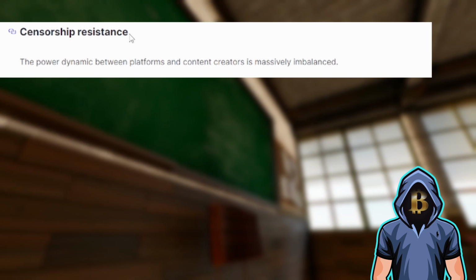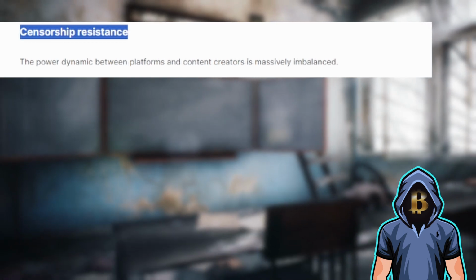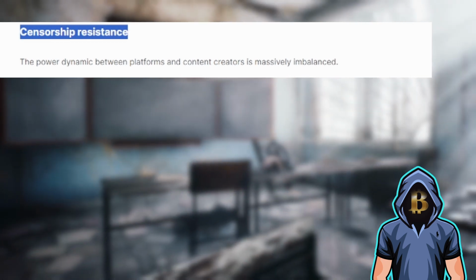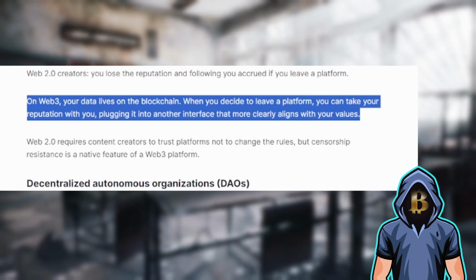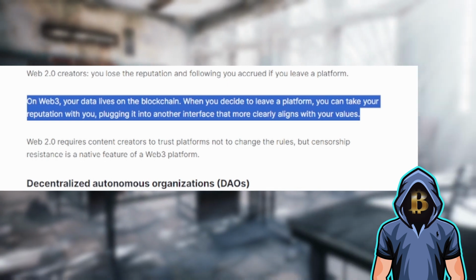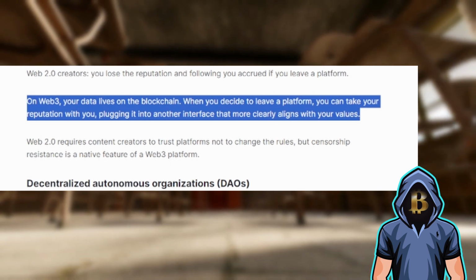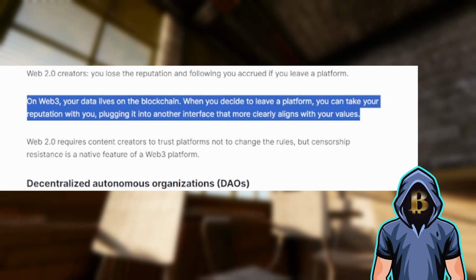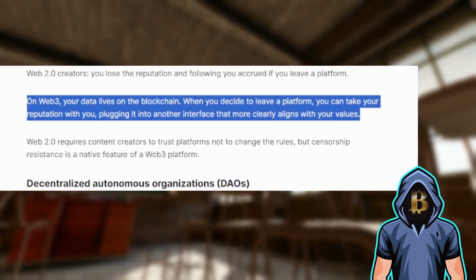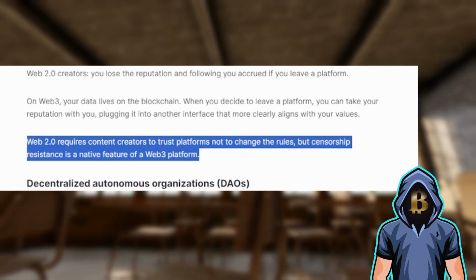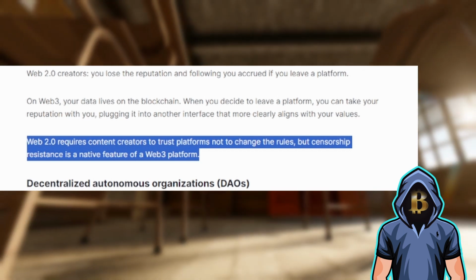The next thing is that it's censorship resistant. The power dynamic between platforms and content creators is massively imbalanced, the website says. On Web 3, your data lives on the blockchain. So when you decide to leave a platform, you can take your reputation with you, plugging it into another interface that more clearly aligns with your values. Think of it as creating content on a social media site, having that site decide to ban you, and then bringing all that content with you to another platform.